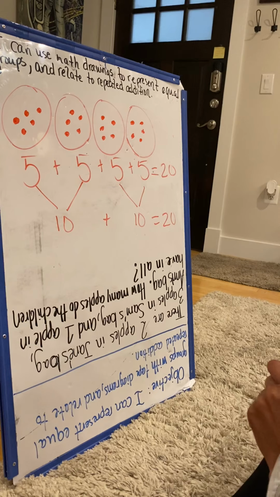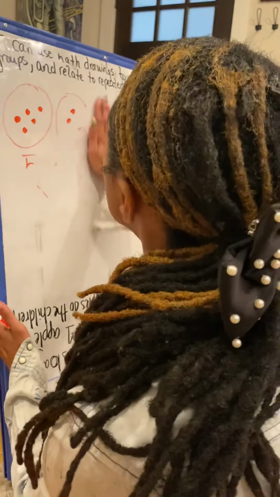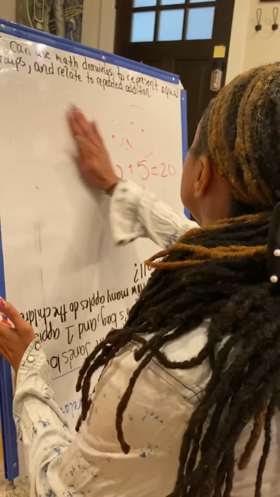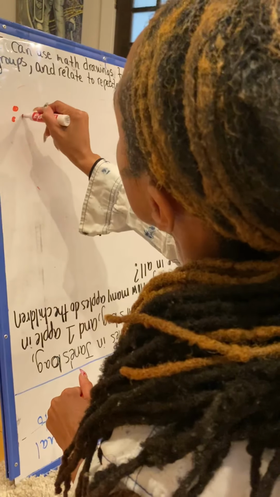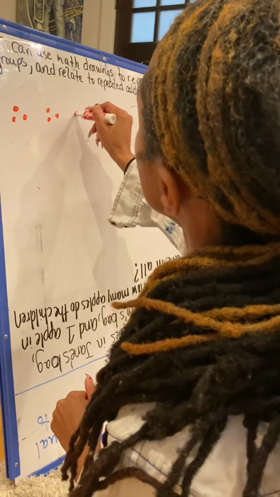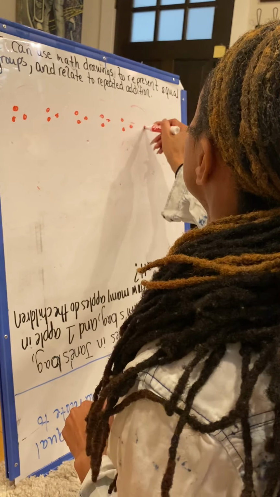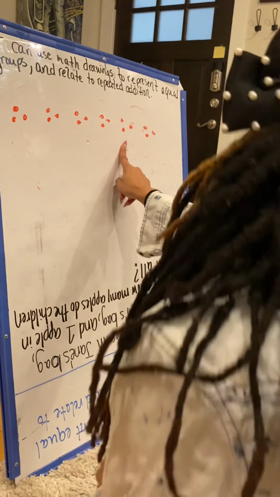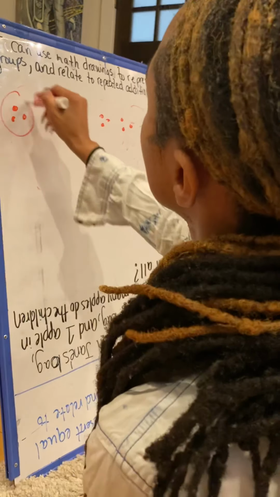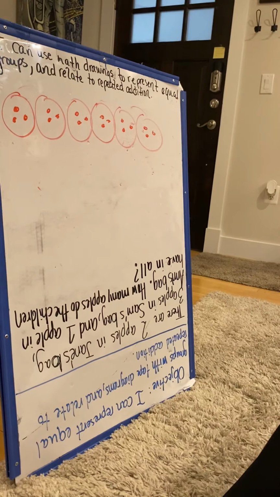All right, now I'm going to do another one. Now I want you all to do it with me. I want you to show me 6 groups of 3. Go ahead and show me 6 groups of 3. One group of 3, 2 groups of 3, 3 groups of 3, 4 groups of 3, 5 groups of 3, 6 groups of 3. Everyone should have 6 groups of 3.